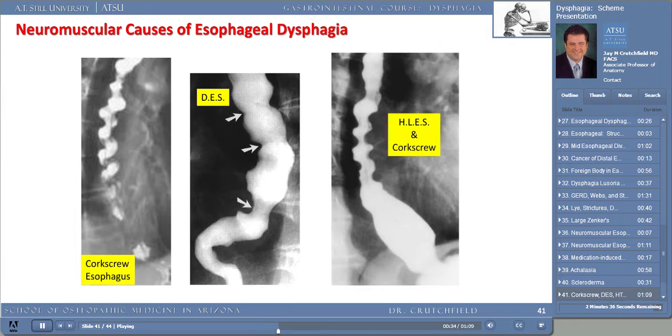The esophagus is large and ballooned out. Because the lower esophageal sphincter does not relax, this causes distension and enlargement of the distal esophagus. You can imagine that this patient must also have pain in the chest. These are common causes of non-cardiac chest pain. Keep these three in mind: corkscrew esophagus, diffuse esophageal spasm, hypertensive lower esophageal sphincter, and not shown is nutcracker esophagus.